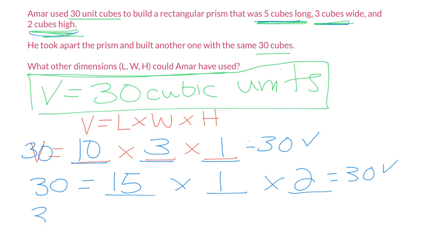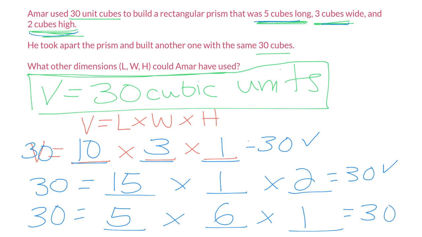Okay, and then another kind of similar prism. I'm going to think about other factors of 30 that I know. And this is a little bit different than what you're used to in 5th grade, thinking about 3 factors of a number. But we could do 5 as our length, 6 is our width, and 1 is our height. That would also give us a volume of 5 times 6 is 30, times 1 is still 30. So there's 3 different rectangular prisms with 3 different dimensions that Amar could use with his 30 unit cubes.